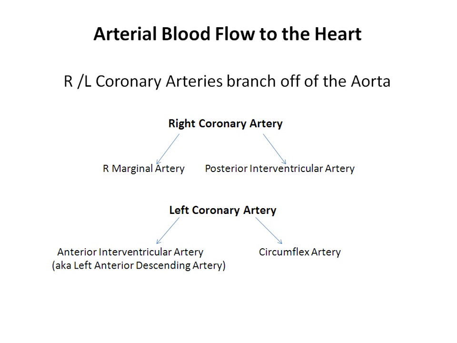But this vessel is going to supply the interventricular septum, that connective tissue between the ventricles, and also the anterior walls of both of the ventricles. Then you have the circumflex artery, which is going to flow around to the left side of the heart, and that one is going to supply the left atrium and the posterior walls of the ventricle as well.